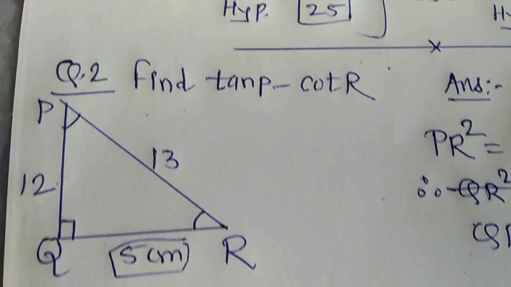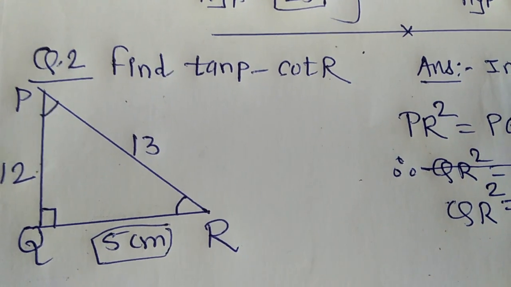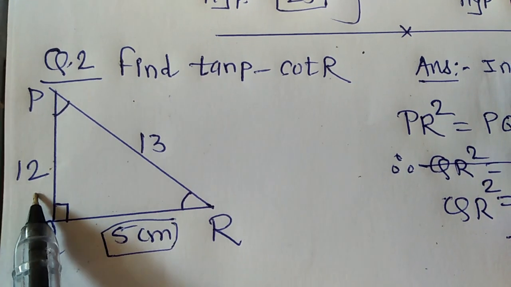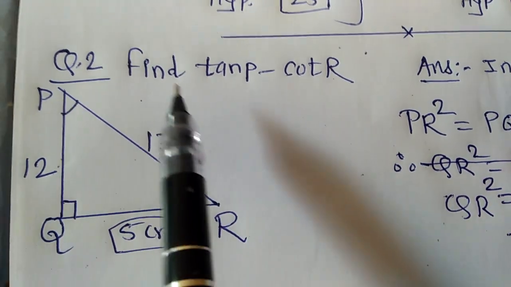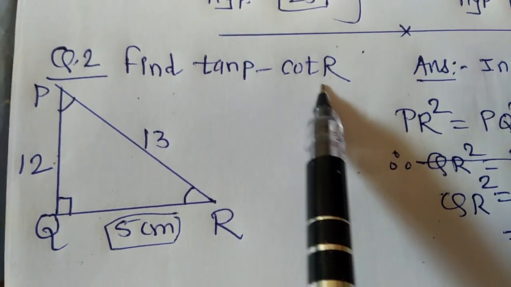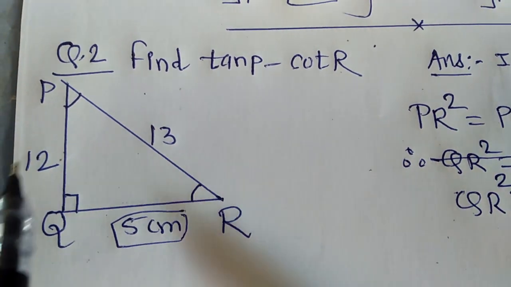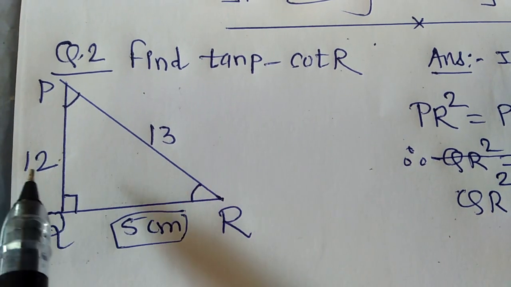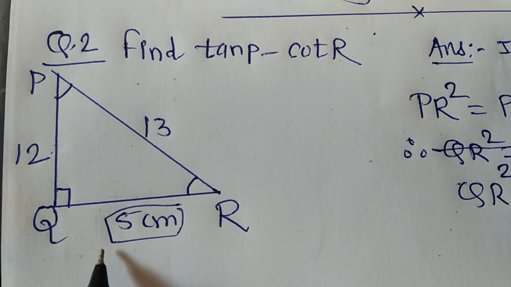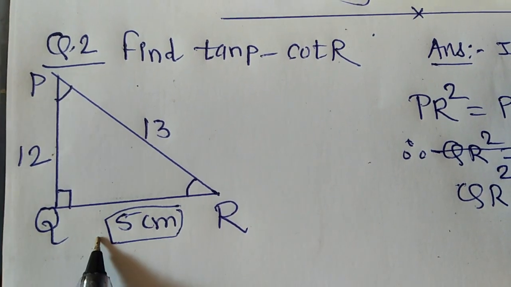What is the second question given to you? One diagram is given, PQR, in which Q is 90 degree, PQ is 12, PR is 13, and find the value of tan P minus cot R. As soon as you see the diagram, you understand that only two side lengths are given and the third is missing. This bracket means this value we have to find.